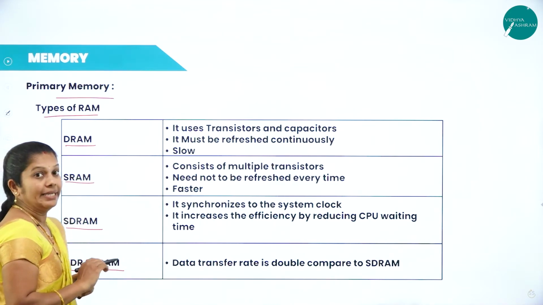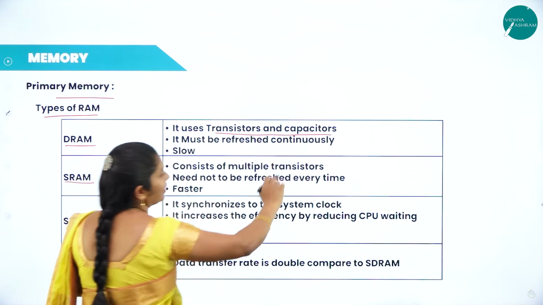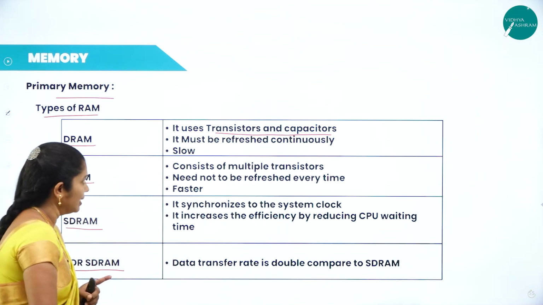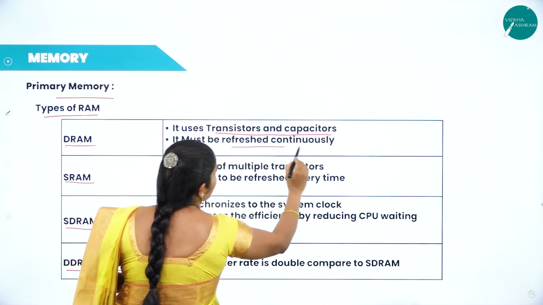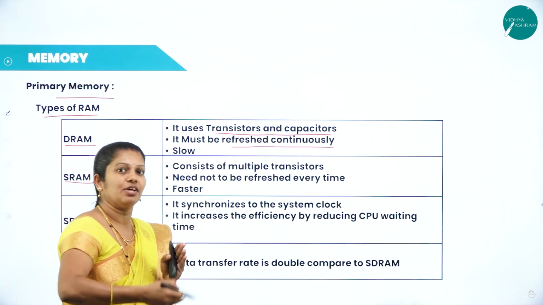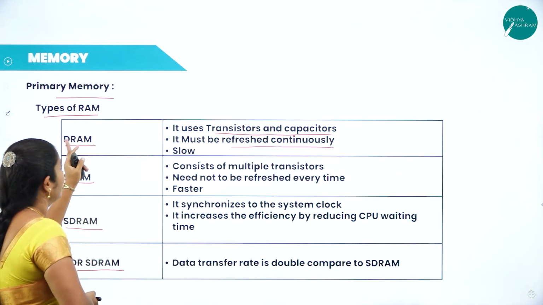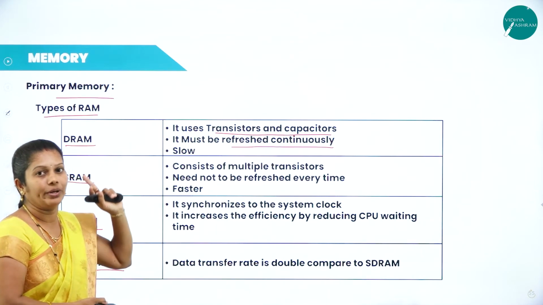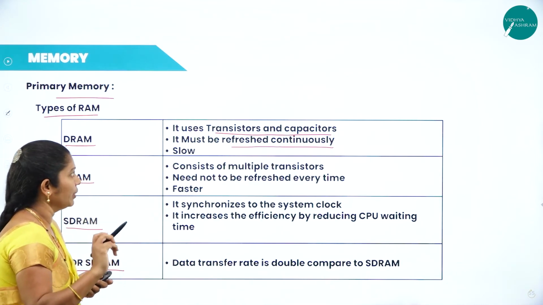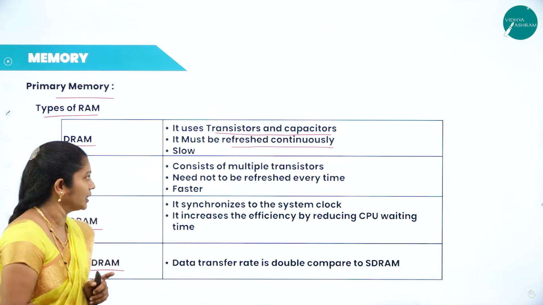Then, what do you mean by DRAM? DRAM uses transistors and capacitors. It must be refreshed continuously after each transaction. We have to refresh every time in this DRAM. DRAM stands for dynamic random access memory. Every time, after each and every transaction, we have to refresh here.